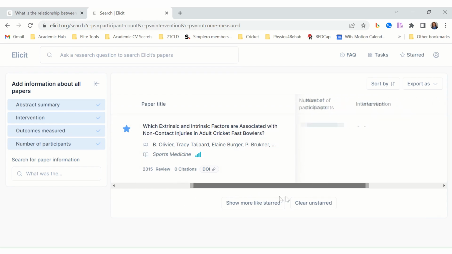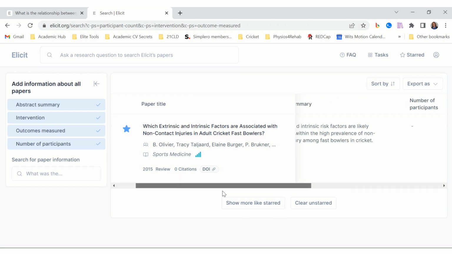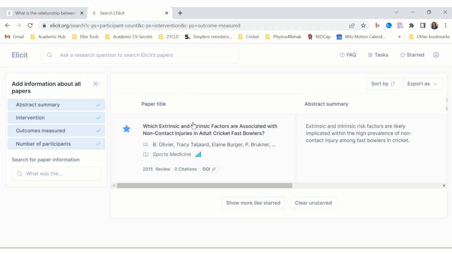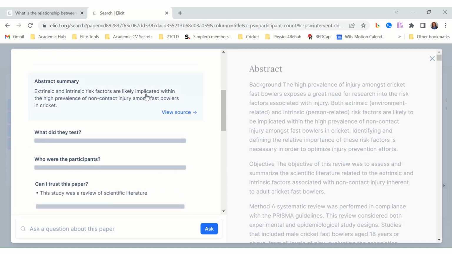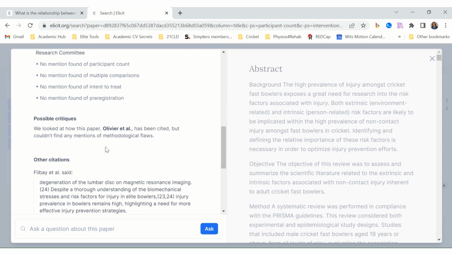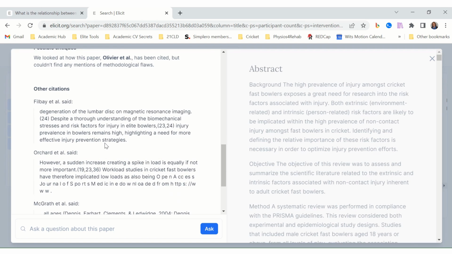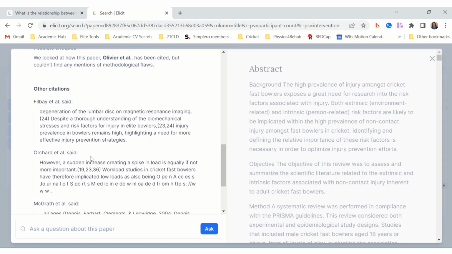So abstract summary, number of participants, interventions, outcome measures used. It's going to struggle with intervention and outcome measures because it is a systematic review, and I think it's also confused and can't find the number of participants because of it being a systematic review. Let's open it up, see what it provides. Again, adult cricket fast bowlers. Oh, that's good. It picks up quite a bit of the more important information. So this is quite lovely.